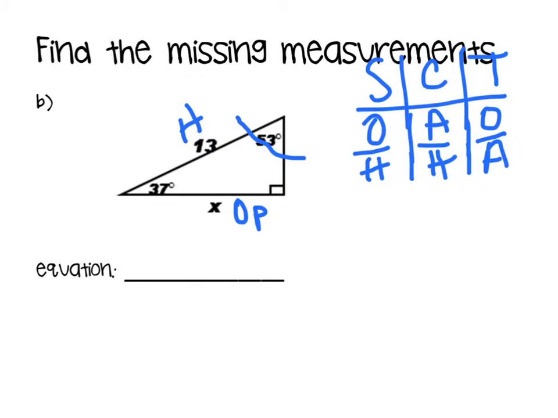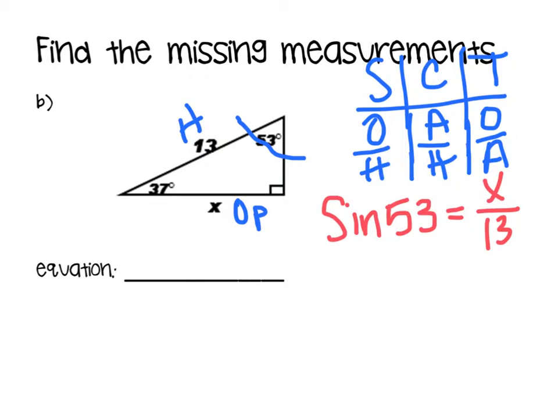So to set this up, I'm going to say the sine of 53 degrees is equal to my opposite, which is x, over my hypotenuse, which is 13. Again, we're solving for x. We want x by itself. So to cancel 13 out or get 13 away from this side, I'm going to multiply by 13. It cancels here. I'm going to multiply by 13 on this side.